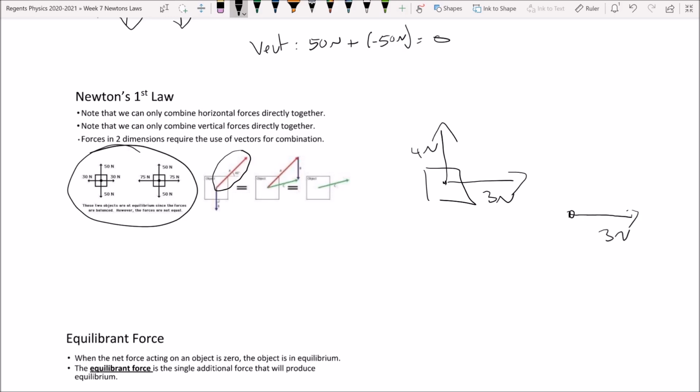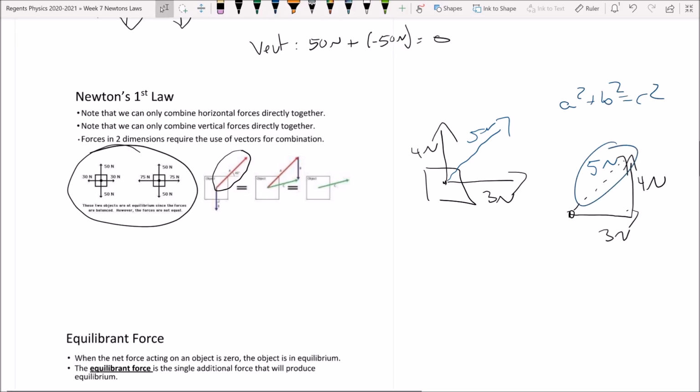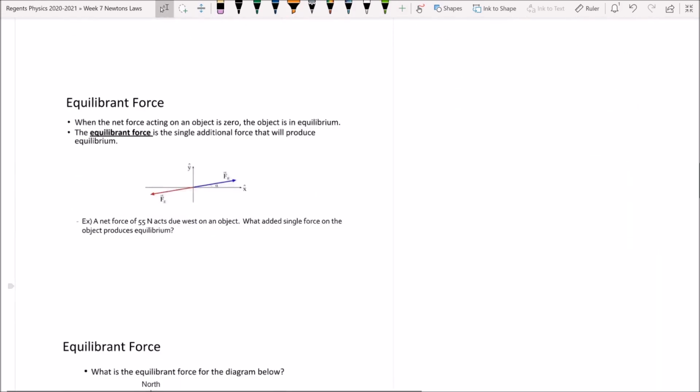3 newtons, I'll place them tip to tail, 4 newtons. The resultant vector now points up and to the right, and we'll say that it has a magnitude of 5 newtons, right? That's a 3, 4, 5 Pythagorean triple. So you're going to use a squared plus b squared is equal to c squared here to solve for that resultant.